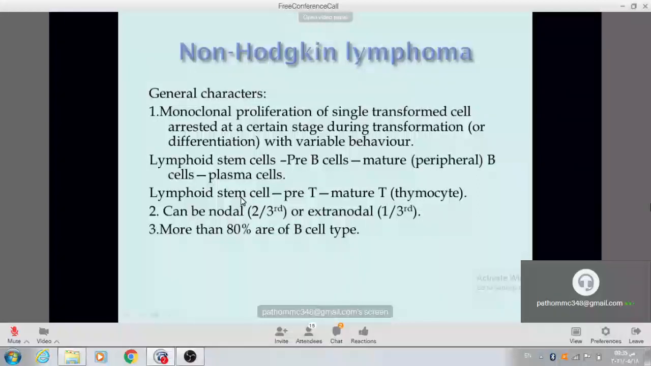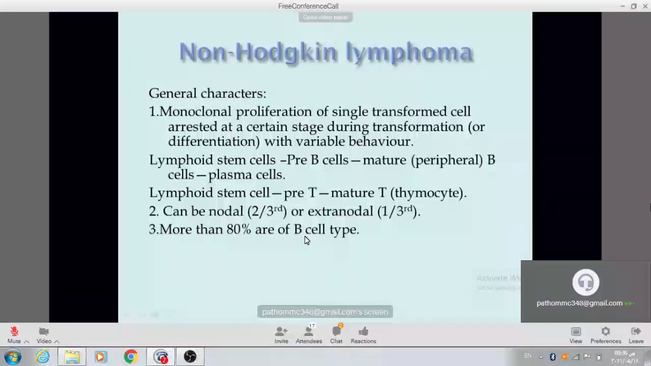These non-Hodgkin lymphomas could be nodal or extranodal. What we mean by nodal is that the main presentation is as lymph node enlargement, whether cervical, axillary, inguinal, or deep lymph node enlargement. This is in 2/3 of cases. Or it could be extranodal. It means in tissues other than the lymph node, okay? Such as the GI system, respiratory system, for example, soft tissue, any other organ could present as extranodal. This is in 1/3 of cases.